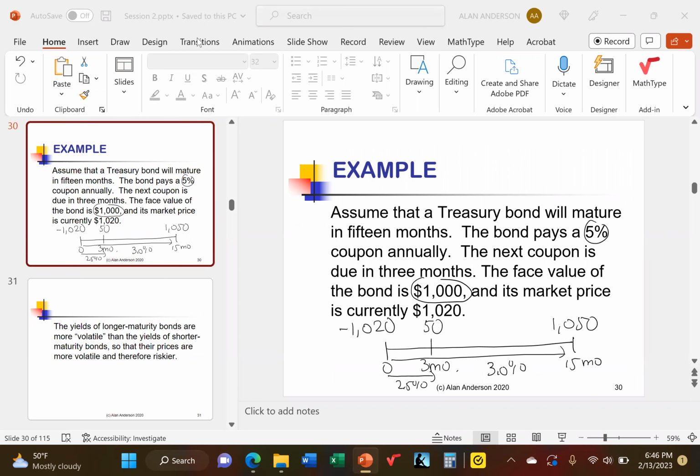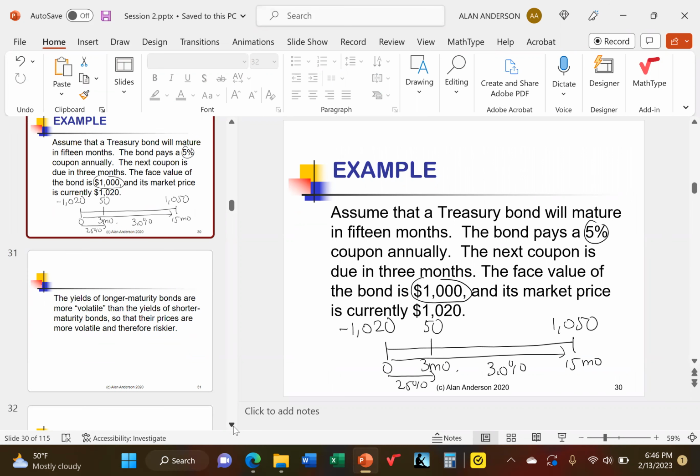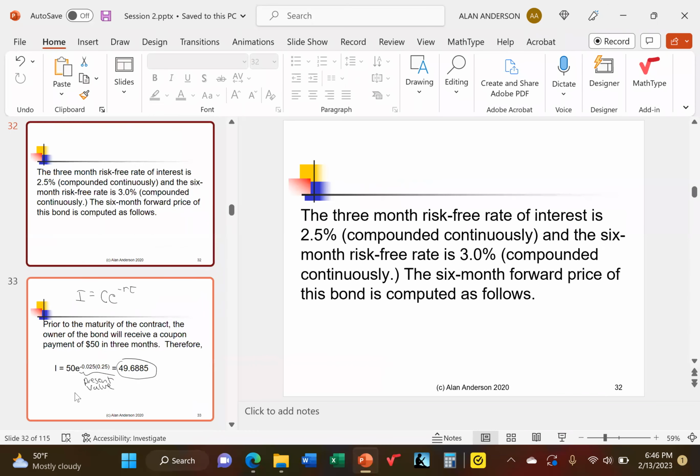I just don't understand how you calculated the 2.5%. Like, that was given in the problem. It's on the next page. Okay. It's down here somewhere. I drew this little picture on that slide, but the actual data is here. Oh, okay. Thank you. Yeah, these are just given to us.